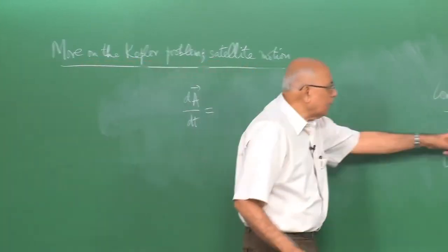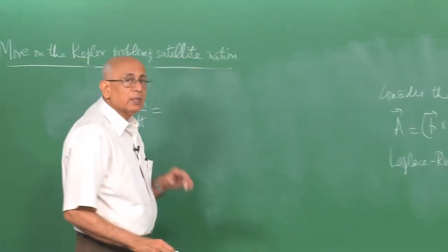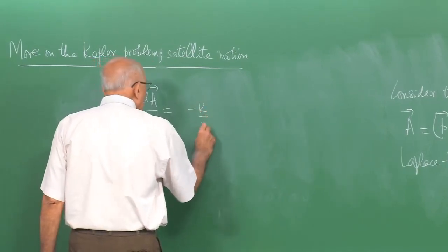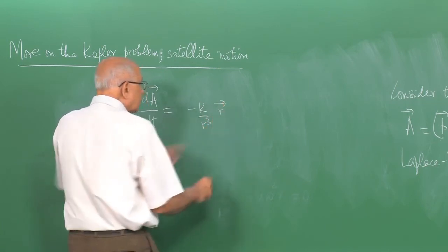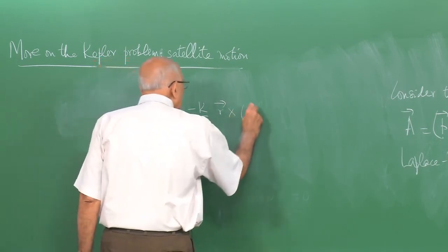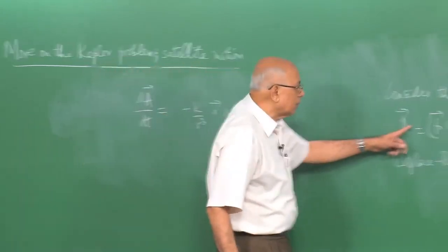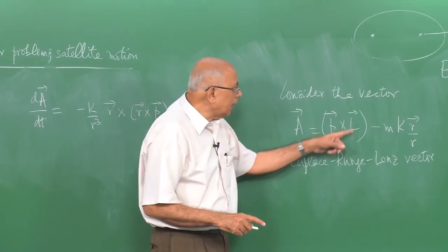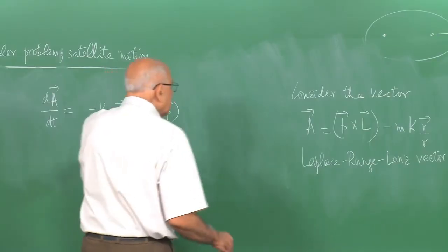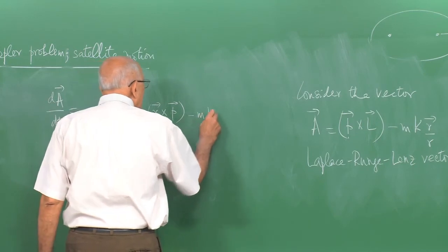of this, the time derivative of p cross L. So dp over dt, remember, is the force. The first term is going to be the force, which is minus k over r squared times the unit vector here, cross L, which is r cross p. That is the first term, and the second term is p cross dL over dt, but dL over dt is 0. We know that L is a constant of the motion. So that portion is done.